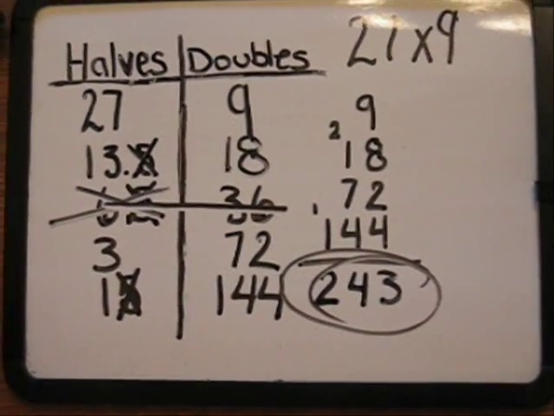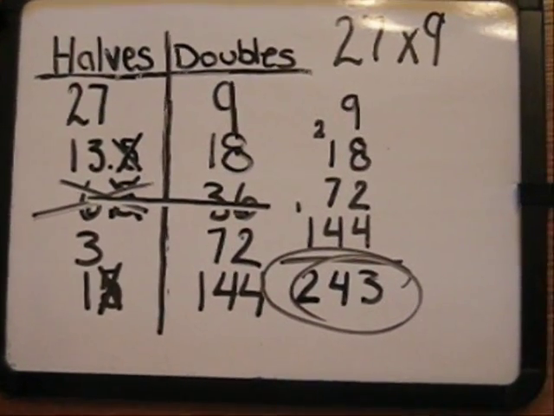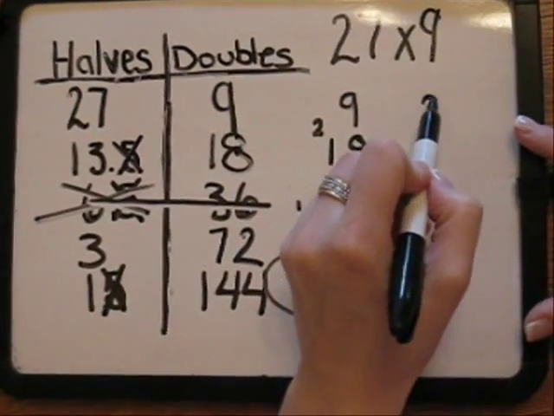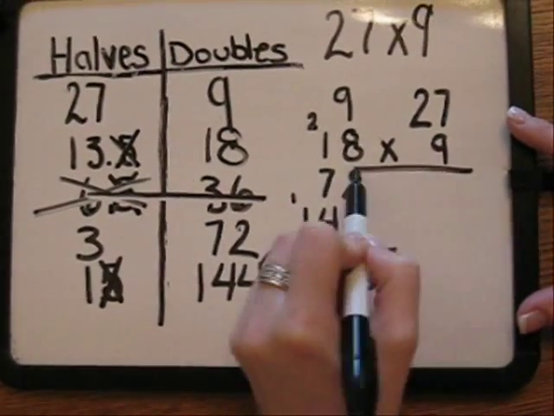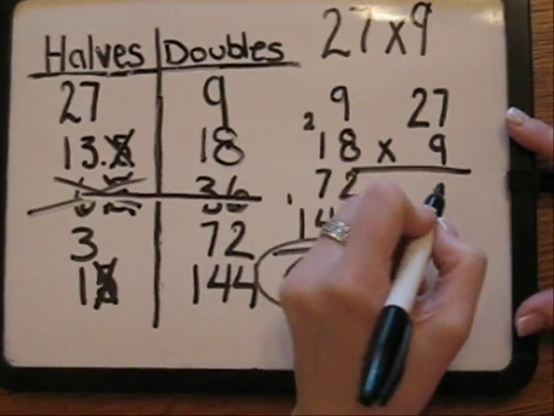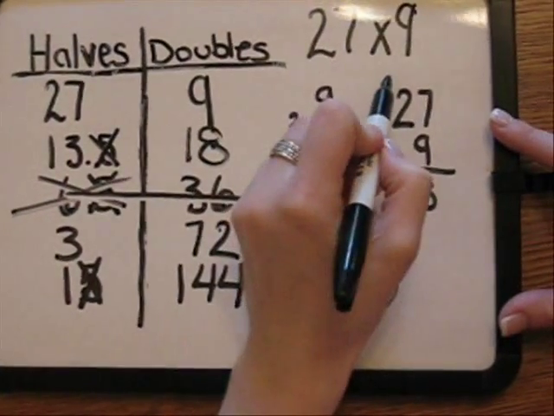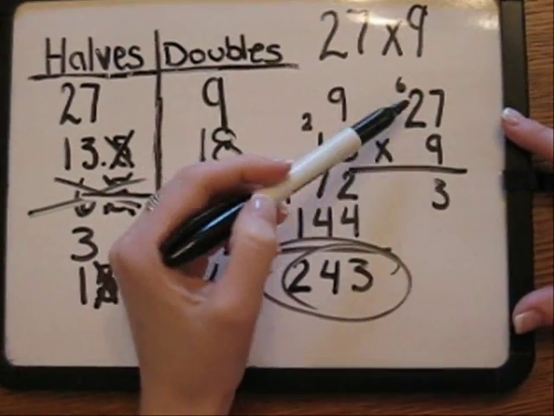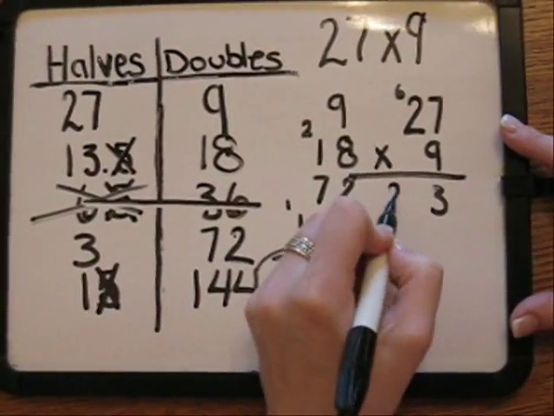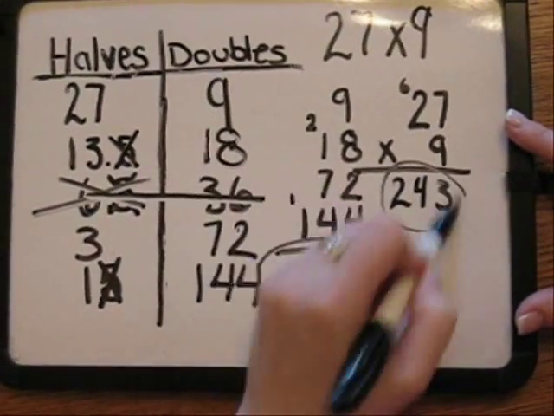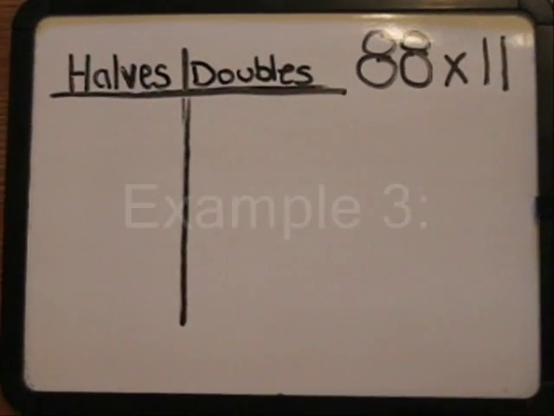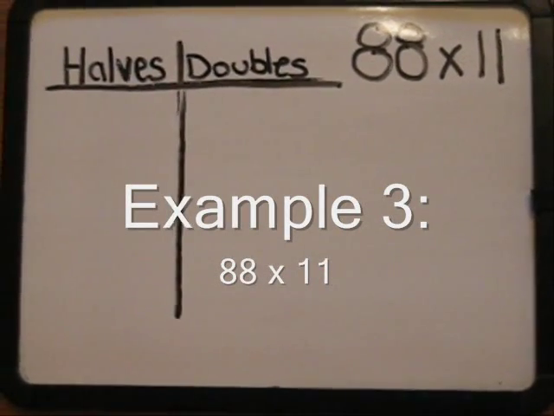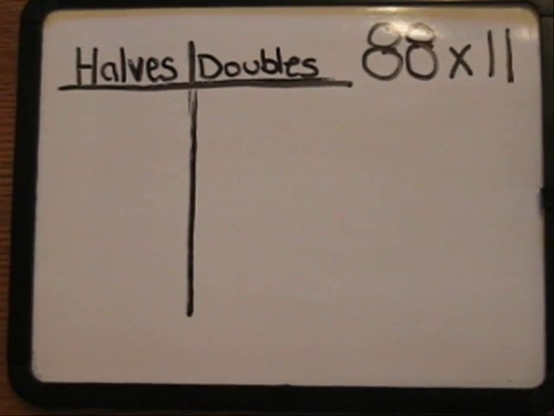Now just to be sure, since I know how to stack multiply, I'm just going to do that over here just to verify my answer. And I know that 7 times 9 is 63. Carry over 6, and then I have 18 plus 6, which is 24, which also gives me an answer of 243. So this works.